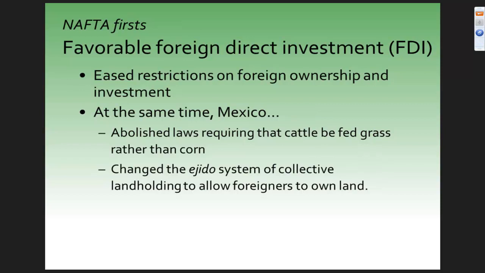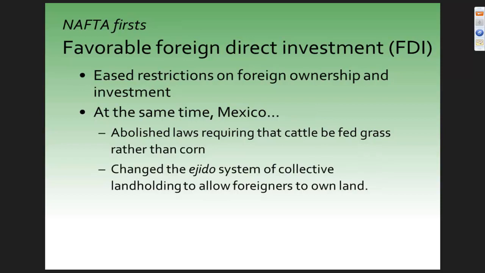agriculture-specific domestic laws. So for example, preceding NAFTA, Mexico had a law that required that cattle be fed on grass rather than feedstuffs like corn or soybeans. Mexico also had an ejido tradition, which was a collective landholding tradition, and that was phased out, or at least greatly reduced, in favor of new regulations that allowed foreigners, including Americans and American companies, to own food-producing land.